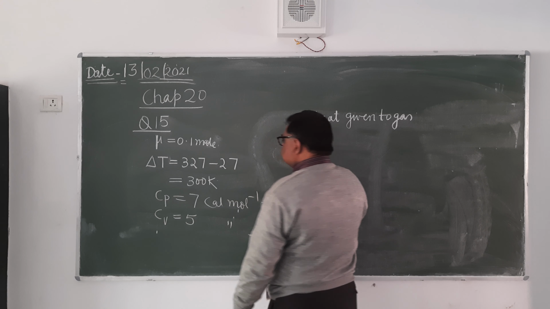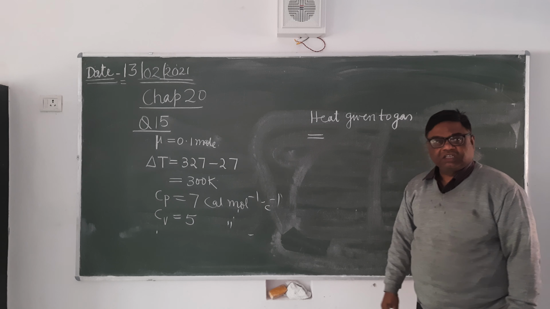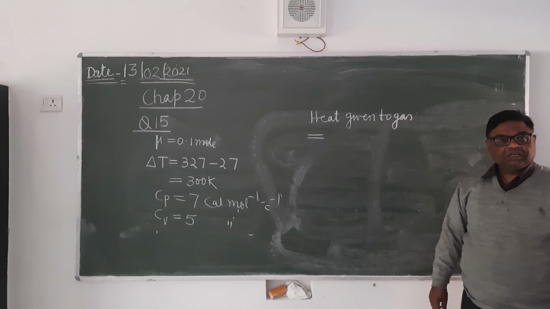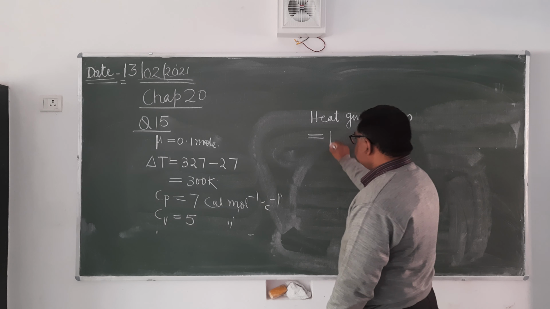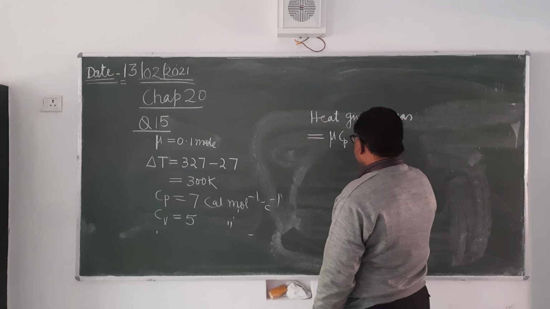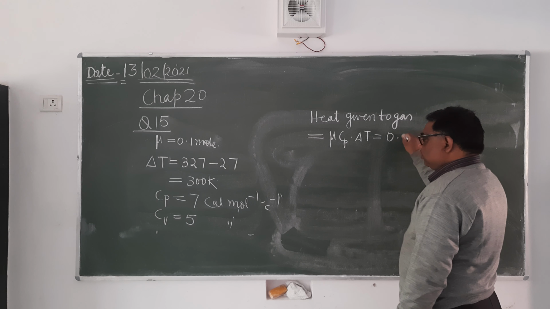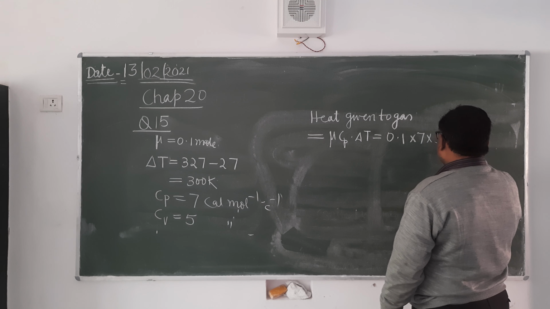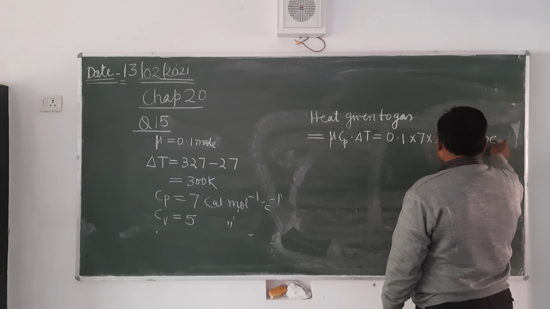Total heat given to the gas is μ into Cp into ΔT. To calculate, μ is 0.1, Cp is 7, ΔT is how much? 300. So it will be 210 calories.